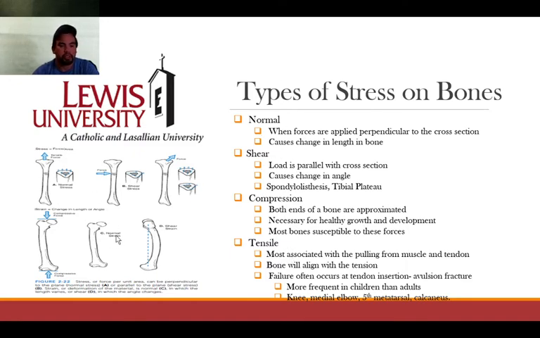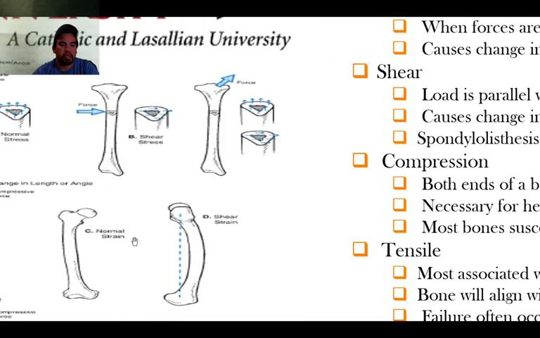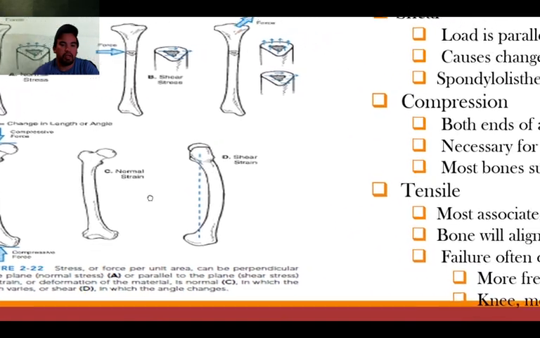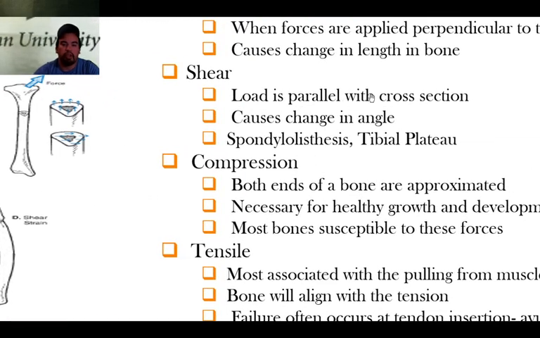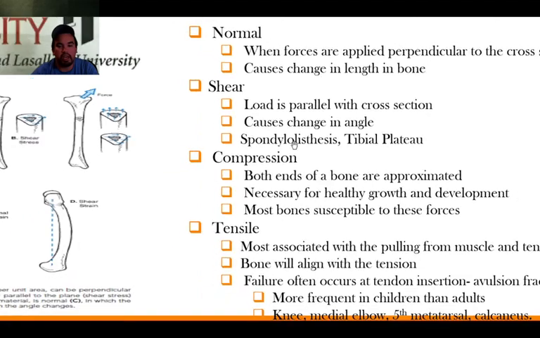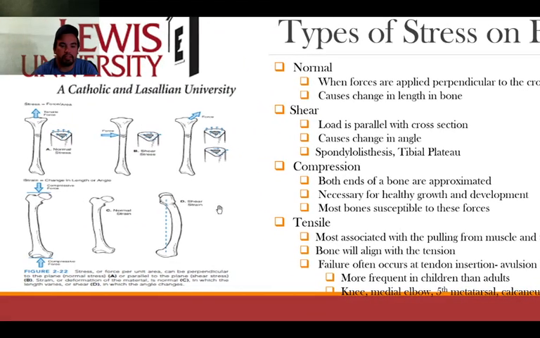Then we have the shear force. Okay, right there. And that's the load is parallel with the cross section, and it causes a change in the angle. This is where you get like your spondylolistheses and your tibial plateau fractures, because you get this shearing where it rubs like that. So we're thinking here, pulling even with the cross section. Okay, so it shows here in this photo, it's pulling across here. It's shearing, it's rubbing. Spondylolisthesis is where the vertebrae slips forward because of the stresses placed upon it.